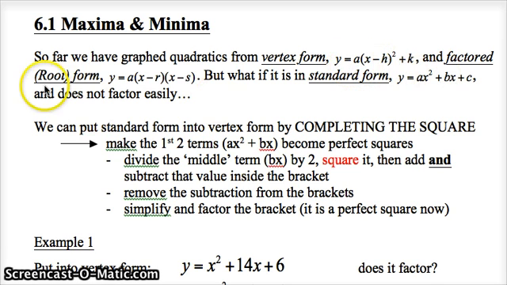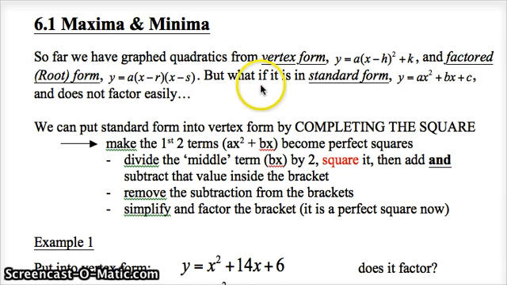And then we also graphed from factored or root form, y equals a bracket x minus r bracket and the other bracket x minus s, where r and s were our roots, and we could find our vertex halfway between r and s. Okay, so add them and divide by 2. That gave us our h value, our axis of symmetry, that we could then plug in for x and solve for y, our k value of our vertex.